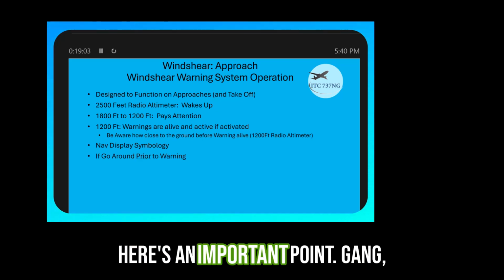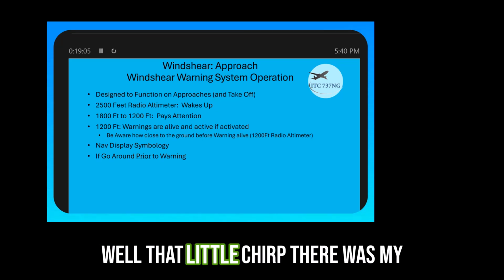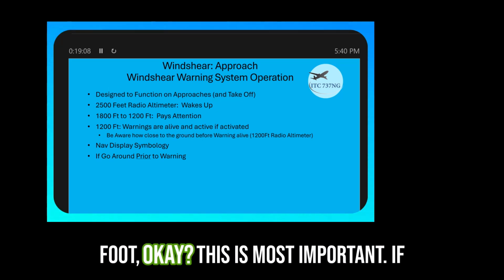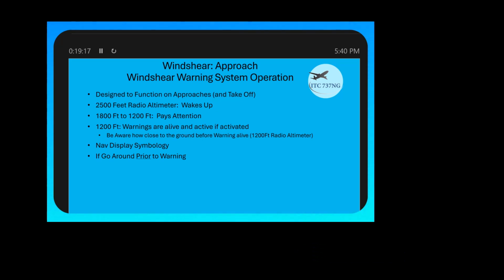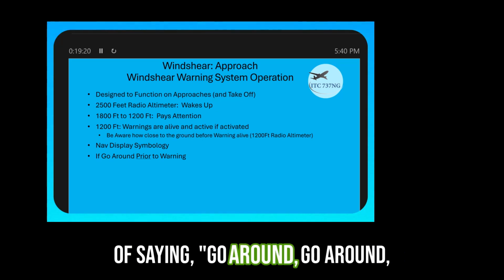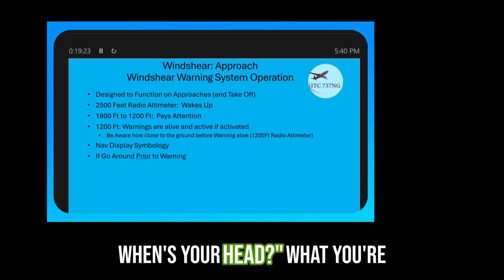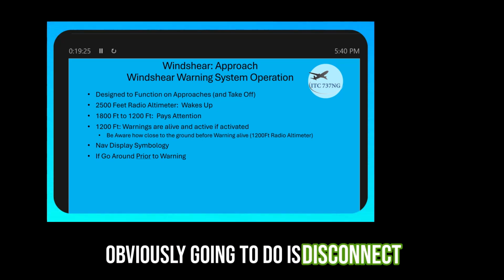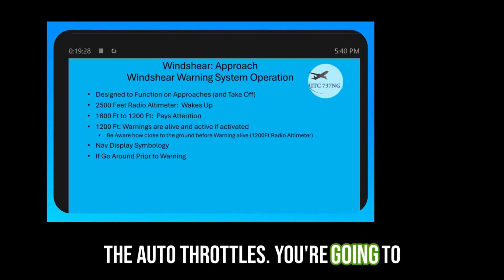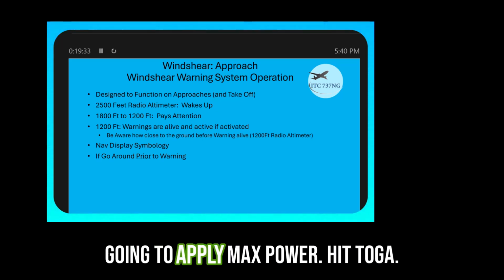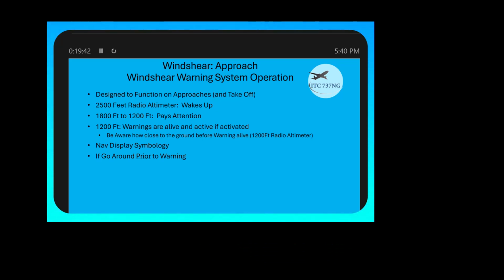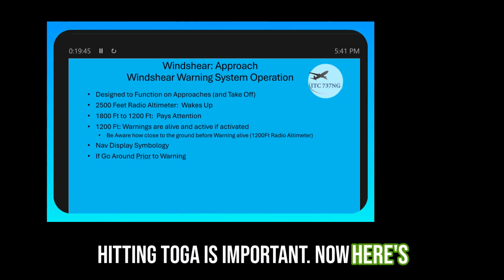Now, here's an important point. This is most important. If you go around prior to the warning of saying, go around, Windshear ahead, what you're obviously going to do is disconnect the auto throttles. You're going to disconnect the autopilot, and you're going to apply max power and hit toga. Now, that I'm hitting toga is important.